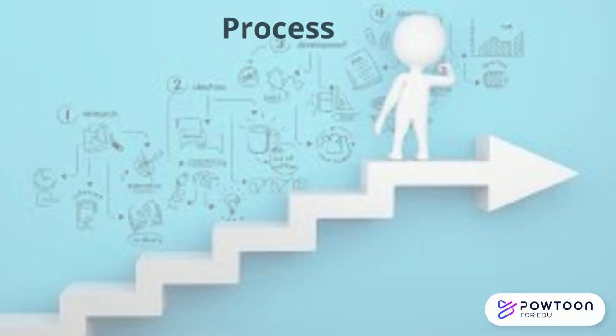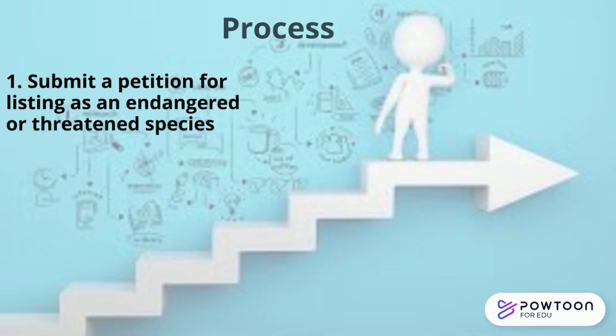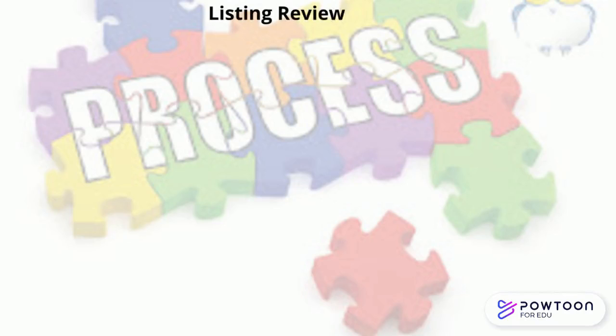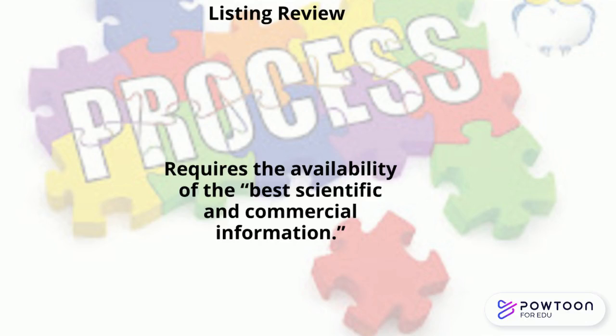Let's begin with the process. Anyone can submit a petition, you, an environmental group, anyone. Once the petition is received, the responsible federal agency, either the Department of Interior or the Department of Commerce, has 90 days to make a preliminary finding as to whether or not there is sufficient information to move to the second step, a listing review. A listing review is a low threshold burden. It simply requires the availability of the best scientific or commercial information.